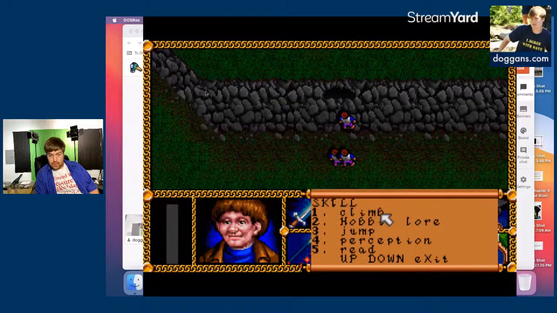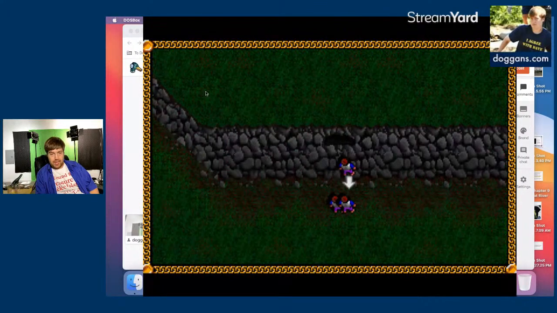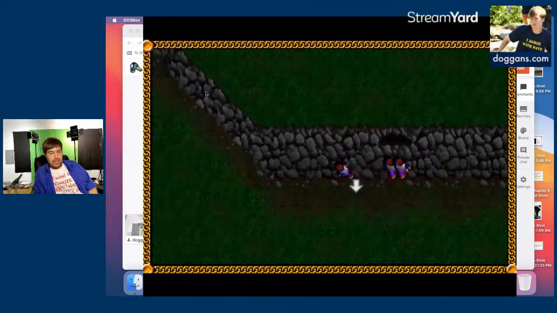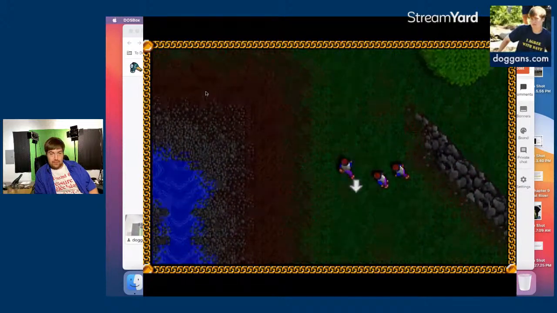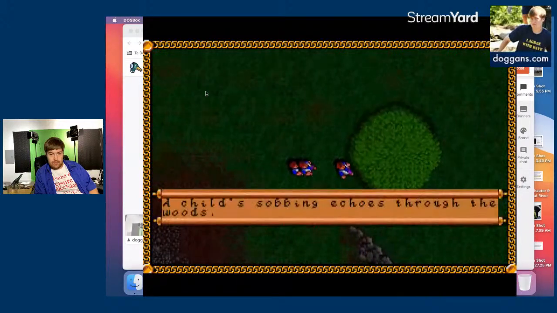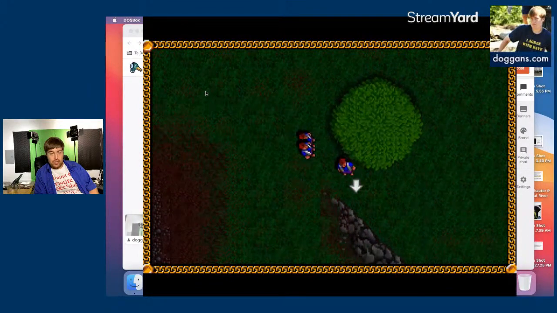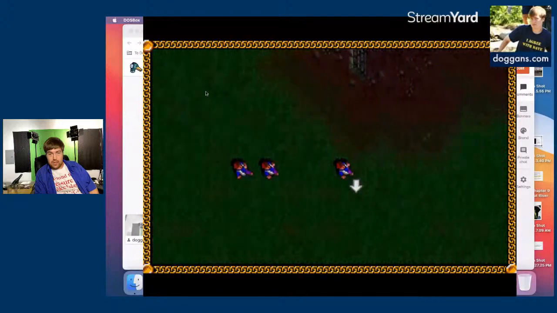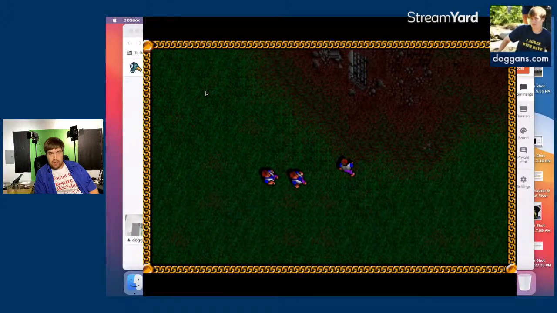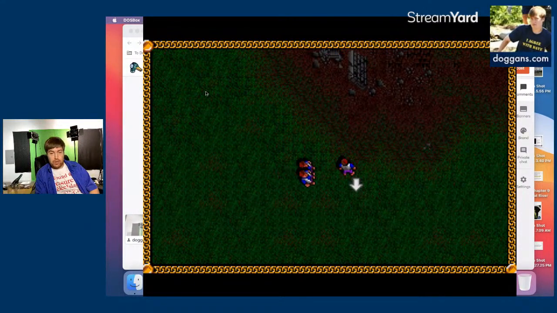No. Okay. I wish there was a simple look at button, like in a Sierra game, but hey. A child sobbing echoes through the woods. Oh, maybe this is that kid that the gaffer told us about. A keen howl comes through. Oh, we're gonna fight some wolves, I think.